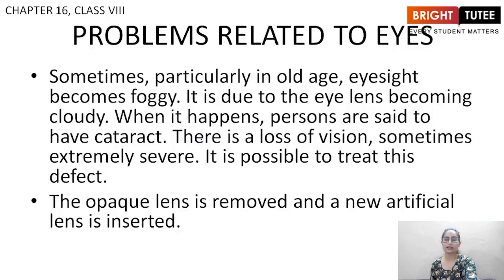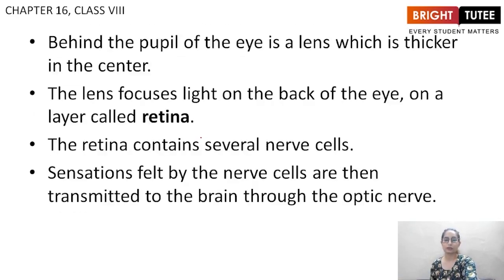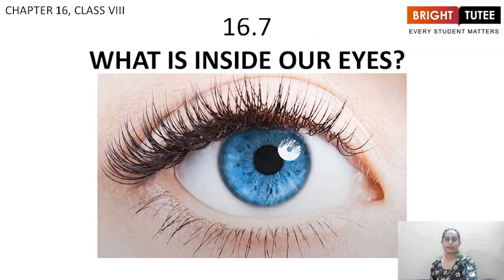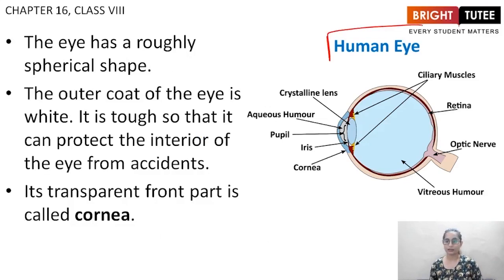Firstly, you draw a diagram. I will not be drawing, I will be showing you the diagram. This is the diagram of the human eye that you have to draw, right? You only have to mention the lens, the pupil, the iris, the cornea, the retina, the optic nerve and the vitreous humor, right? This is all that you have to label.